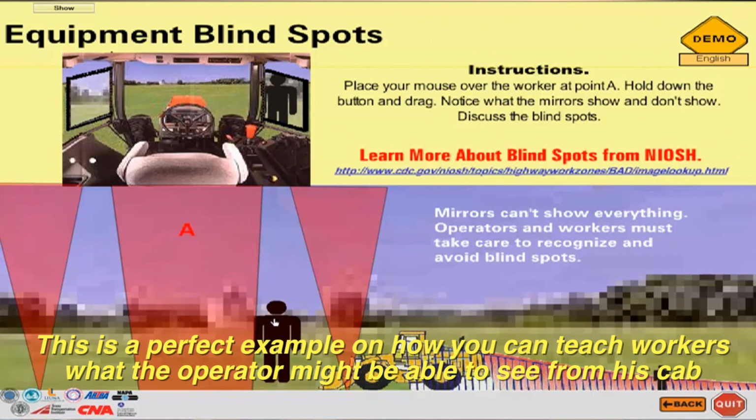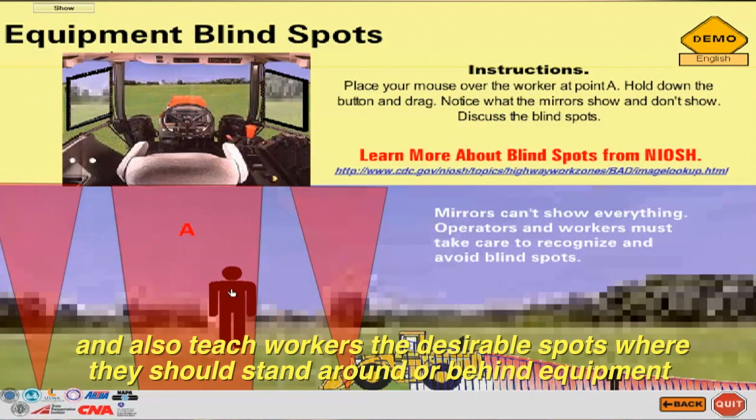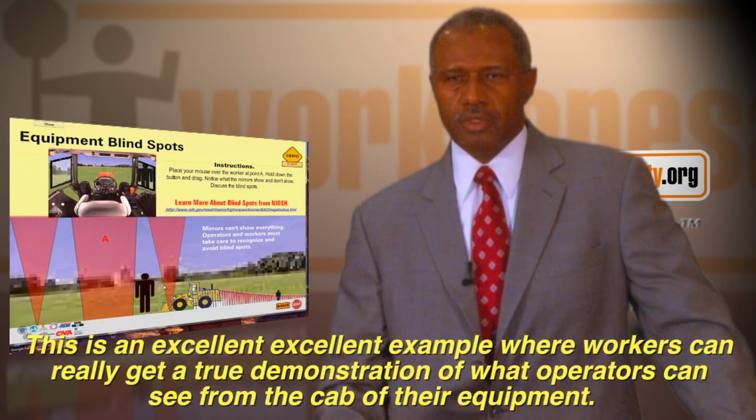This is a perfect example of how you can teach workers what the operator might be able to see from his cab, and also teach workers the desirable spots where they should stand around or behind equipment. This is an excellent example where workers can really get a true demonstration of what operators can see from the cab of their equipment.